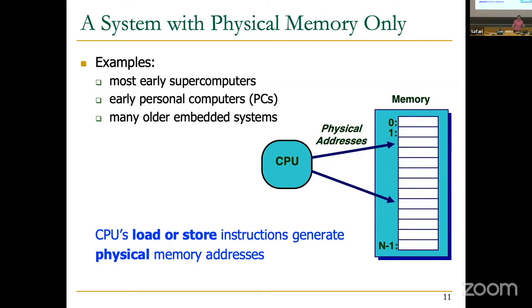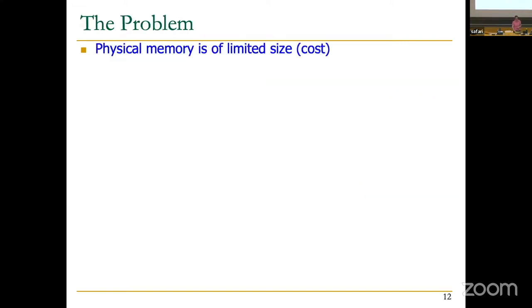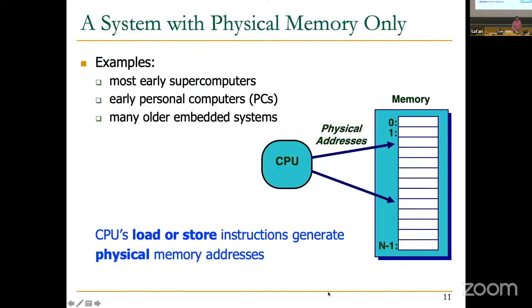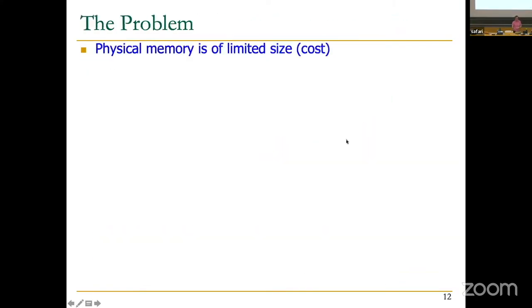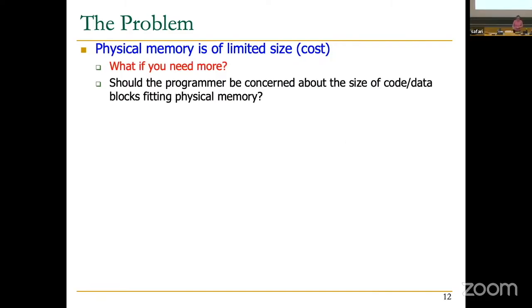But today, most programmers do not directly manipulate physical addresses. Okay, so basically, in a system that looks like this, let's assume that this is the baseline, physical memory is of limited size because of cost reasons. We've seen that, right? What if you need more? Should the programmer be concerned about the size of the code and data blocks fitting physical memory, right?